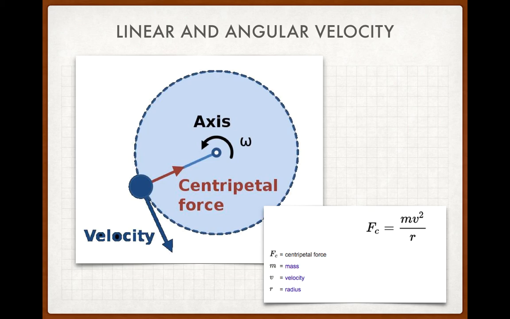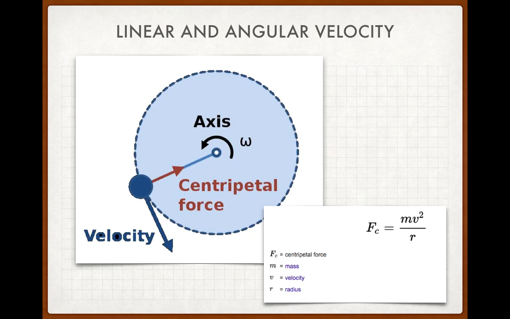Now, the relationship between the two formulas is very straightforward. You use v = rω to go between the two, and I'll show you that at another time. What's important here is that the centripetal force is determined by the mass of the object moving in a circular path, by the speed of the object moving in a circular path, and how far that object is away from the center of rotation.